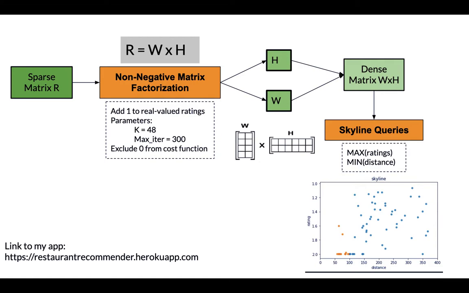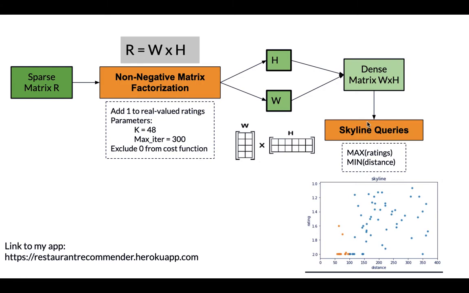Next, we use non-negative matrix factorization to decompose that matrix R. After this step, we end up with W and H, and taking the dot product of these matrices gives us another matrix, which is the approximation of matrix R, with the NAs replaced with predictions that we need. Then we use Skyline queries to order the recommendations based on their relevance.